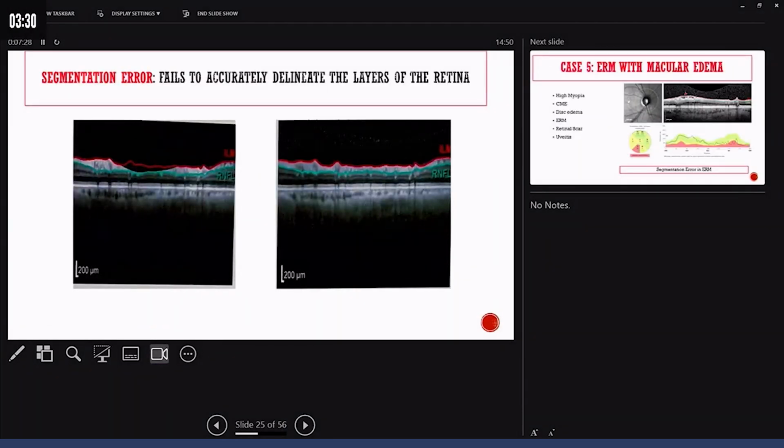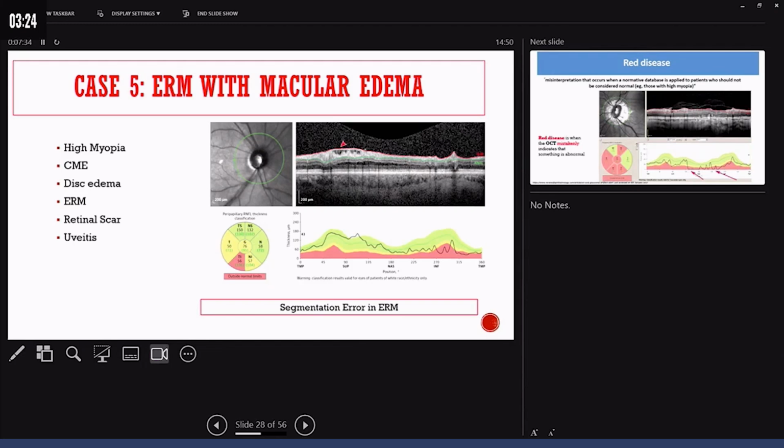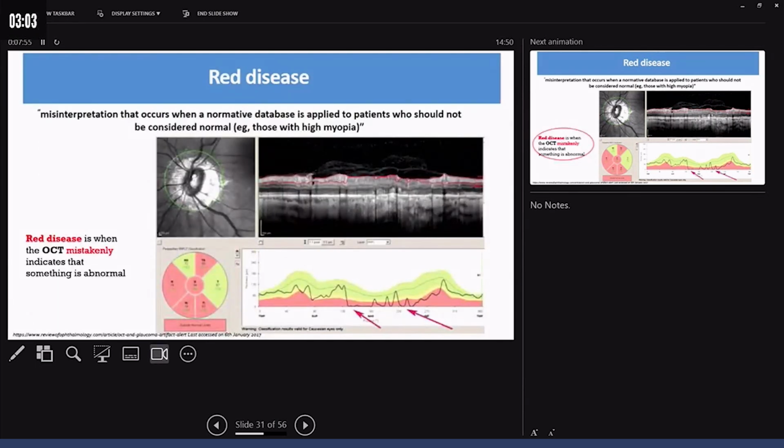What is segmentation? This is actually the capacity of the machine to understand which layer is where. Suppose I have a patient where there is RNFL thinning, plus there is macular edema or disc edema, or an epiretinal membrane. So there is an increased thickness of retina, and increased thickness of retina means your RNFL will also become thick. Whenever you have associated pathology like these, definitely your machine will give a fallacious result. Don't use OCT RNFL for glaucoma diagnosis.